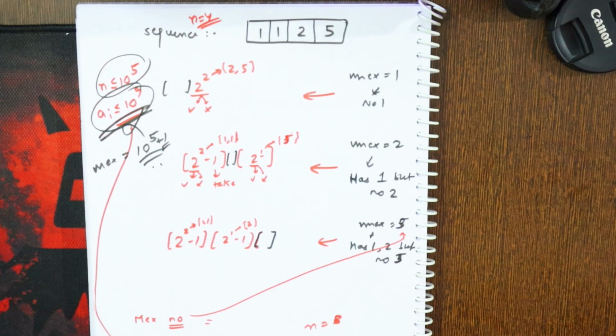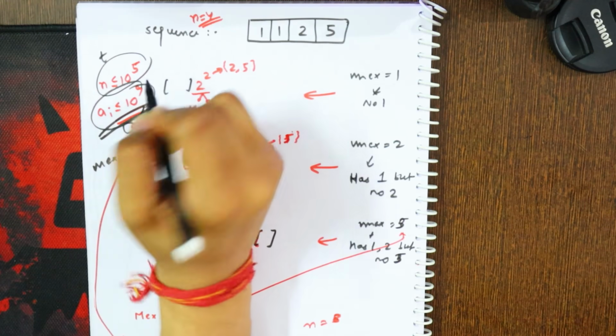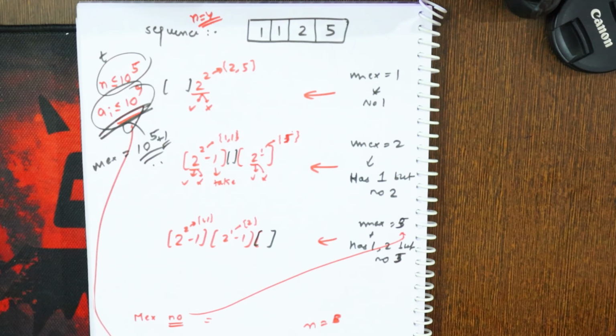So yes, it is the first intuition, the first thing striking our mind when we see the limits of t and n and a_i. Okay, it is not much helping. First we move on to the intuition behind it.